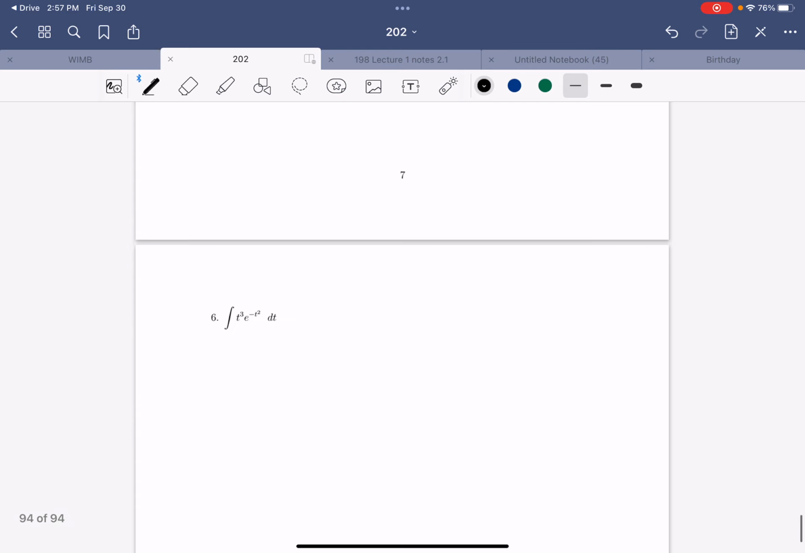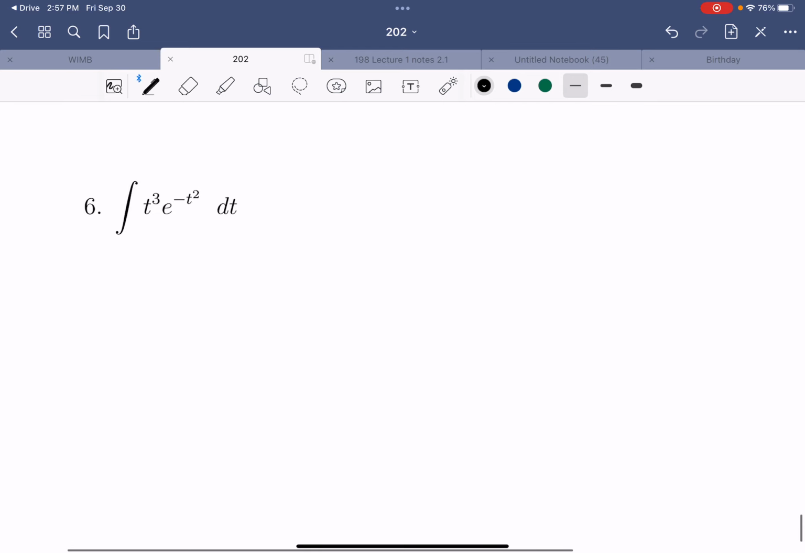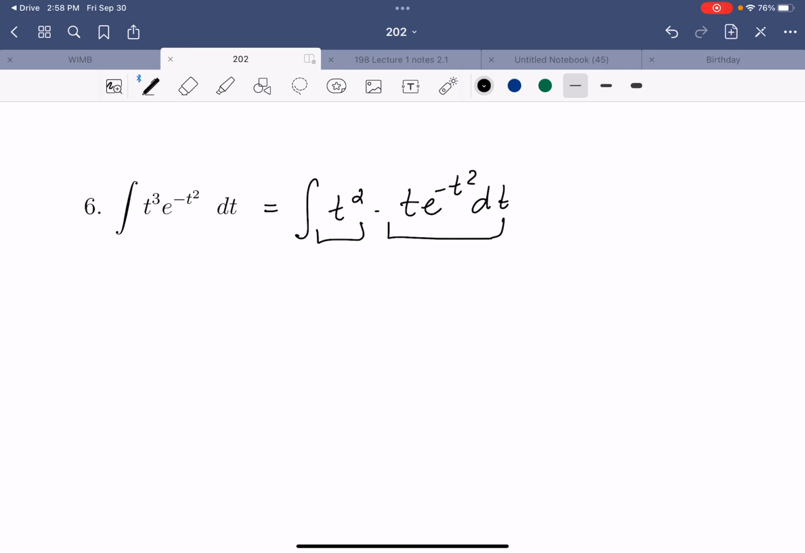And then lastly, number 6. Okay, here's a similar one where we have an exponent that's negative t squared. So if we want to u sub for that, the derivative of negative t squared is negative 2t. So I need to keep a t with that. So I'm going to split this to be the integral of t squared times t e to the minus t squared dt. So I'm going to separate these two things. And I'm going to let my u be the t squared like we normally would, which means that du is 2t dt.